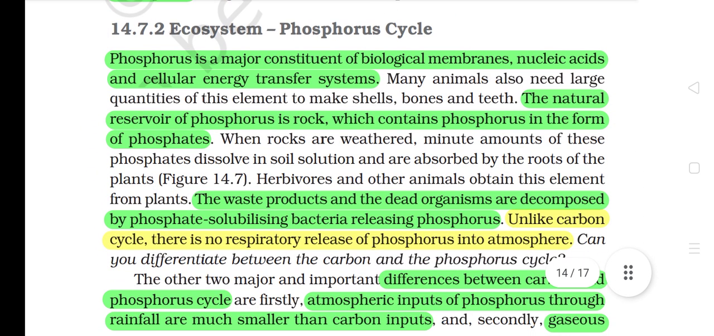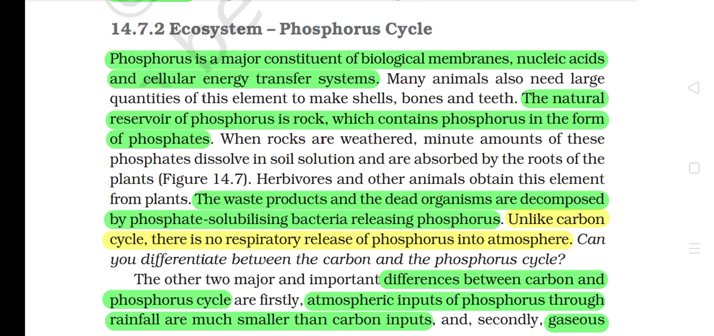Phosphorus is a major constituent of biological membranes, nucleic acids, and cellular energy transfer systems. Many animals also need large quantities of this element to make shells, bones, and teeth. The natural reservoir of phosphorus is rock, which contains phosphorus in the form of phosphates.